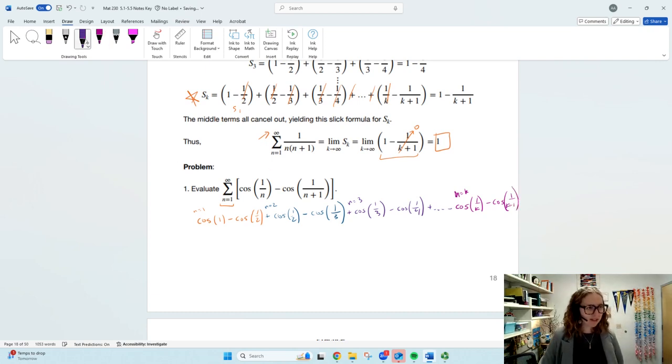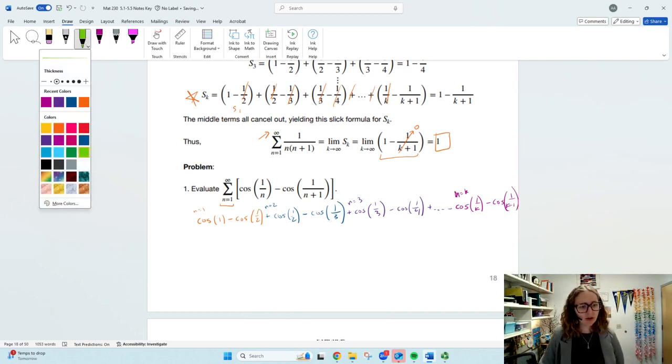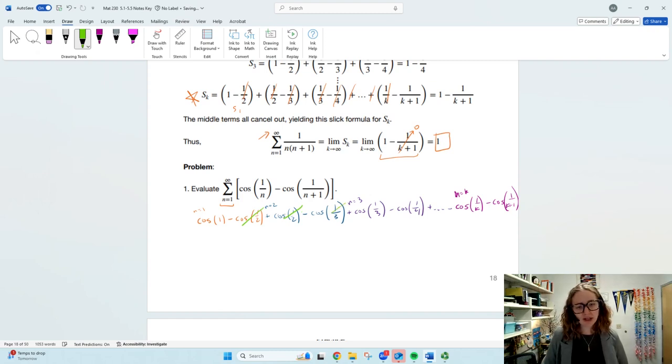And I'm going to start canceling some things out. So these look like they cancel out, these look like they cancel out. This is going to cancel out with the term right in front of it, and this will cancel out with the term that is right in front of it there. So if I look at this, as my limit of k approaches infinity, I will only end up with my cosine of 1 and then minus my cosine of 1 over k plus 1.